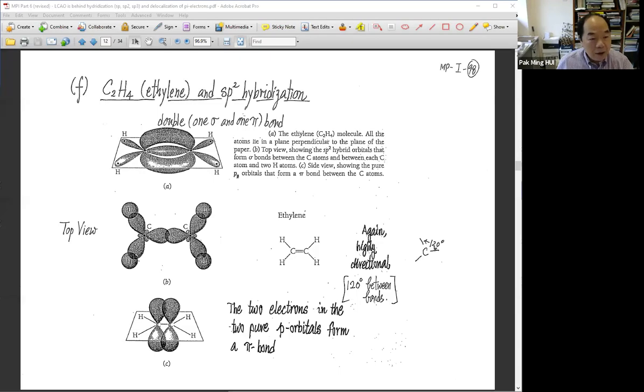Find the notes where we stopped. So we discussed sp hybridization, mixing 1s and 1p from one atom. The second example has to do with sp2 hybridization. Again, it is related to the same atom, in this case, carbon.